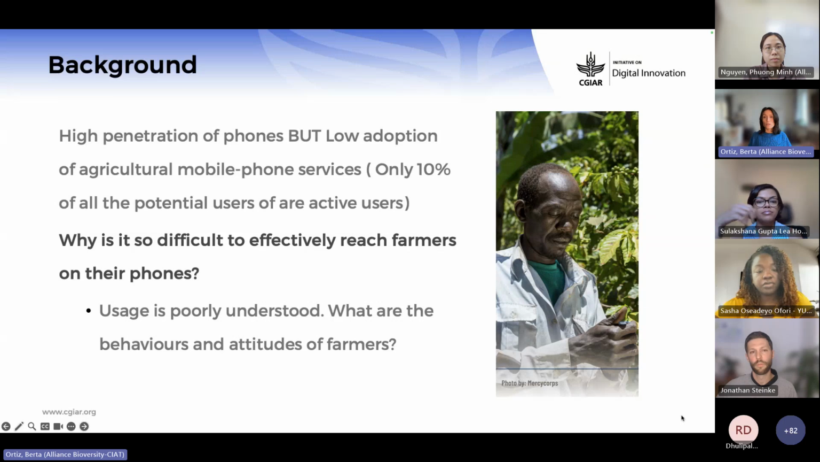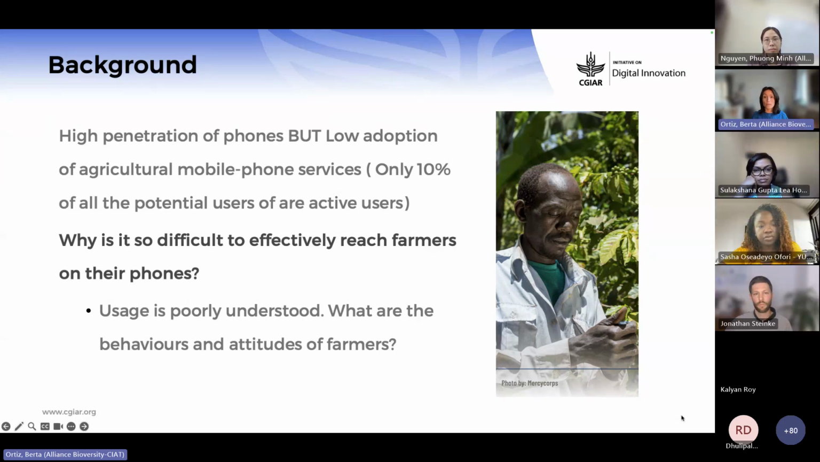So first, I would like to give a bit of background of where this is coming from. So although mobile phones are now widely adopted and nearly every farmer has access to one, the adoption of mobile phone-based services remains low. So why is it so challenging to effectively reach farmers through their phones? In an attempt to answer these questions, we gathered insights from our colleagues. And through this process, we identified 3 main categories of challenges, and I will briefly describe each group and share a few examples.